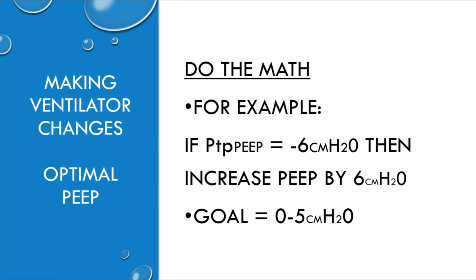So, making changes, you just do the math. If we do our expiratory hold and our transpulmonary PEEP reading is -6, then we just want to go up on our PEEP by 6, again because we want to be 0 to 5.